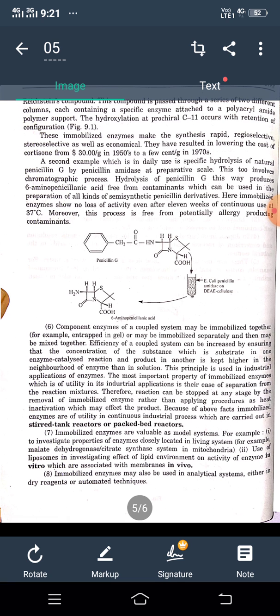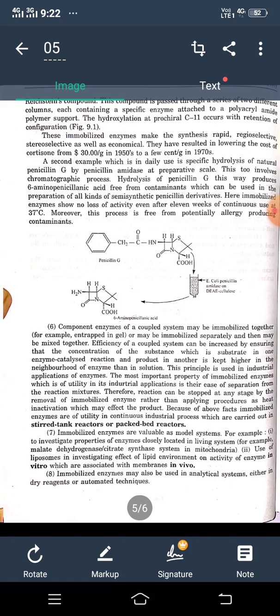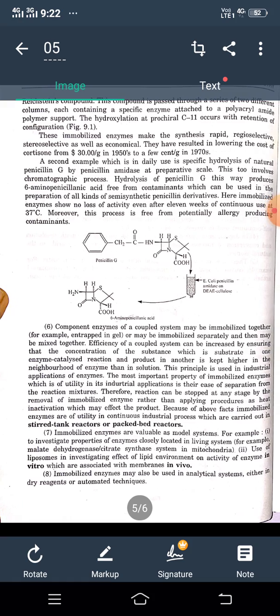Hydrolysis of penicillin G this way produces 6-aminopenicillanic acid free from contaminants, which can be used in the preparation of all kinds of semi-synthetic penicillin derivatives. Here we can say this enzyme shows no loss of activity even after 11 weeks of continuous use at 37 degrees centigrade. Moreover, this process is free from potential allergy-producing contaminants. Now, component enzymes of a coupled system may be immobilized together, for example trapped in gel, or may be immobilized separately and then mixed together.